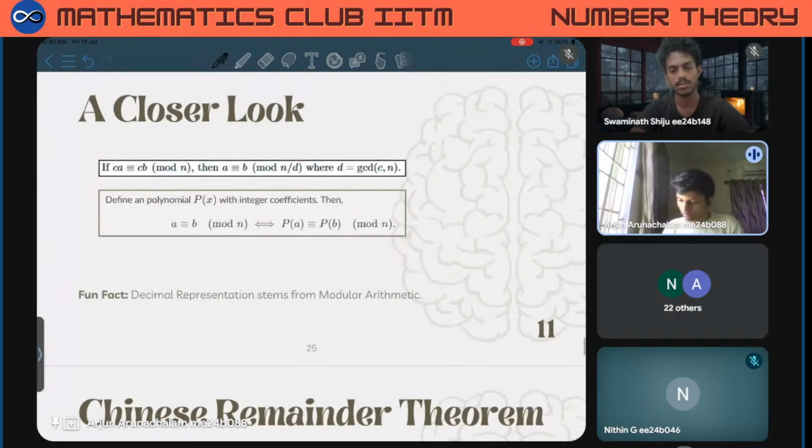Yeah. So some other theorems which are also as important. So note, the first one is that if you have CA being congruent to CB mod n, and the GCD of C and n is, let's say, some d, then A is congruent to B mod n over d. Yeah, so I think it's better I just write it down instead of stating it.